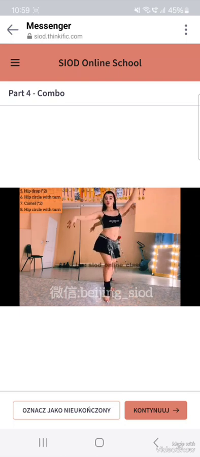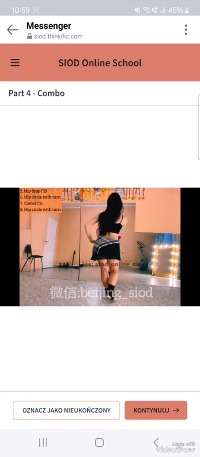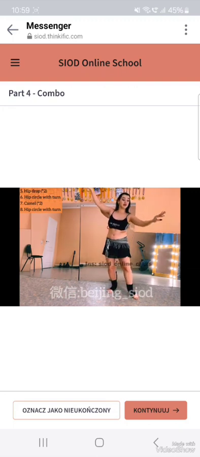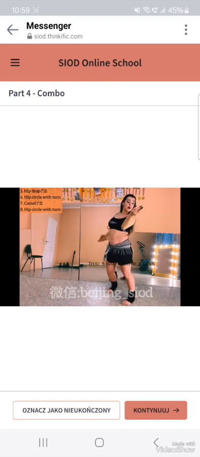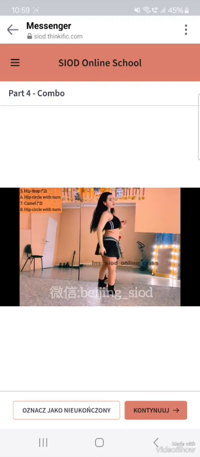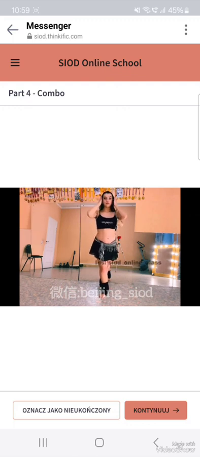But with hip circles we have different movements. In right side we have hip drop and hip circle. Here we make camel and then hip circle. So let's continue our combination.